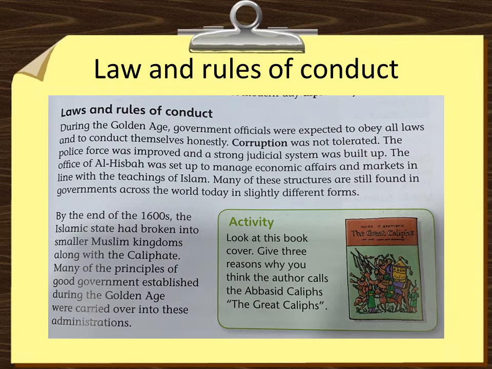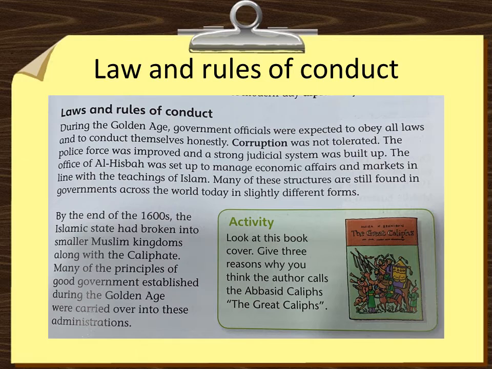The police force was improved and a strong judicial system was built up. The office of Al-Hasib was set up to manage economic affairs and markets in line with teachings of Islam. So they follow the Islamic rules and apply it to the police and to the judicial. Many of these structures are still found in government across the world today in slightly different forms. Of course, as I told you, nowadays we have all these rules and regulation and we follow, especially in Islamic countries.